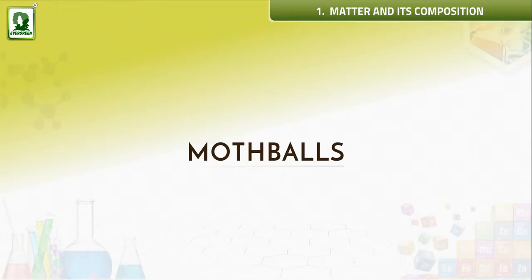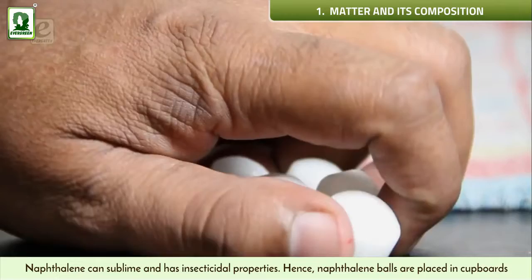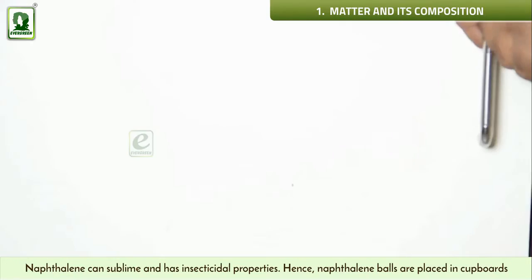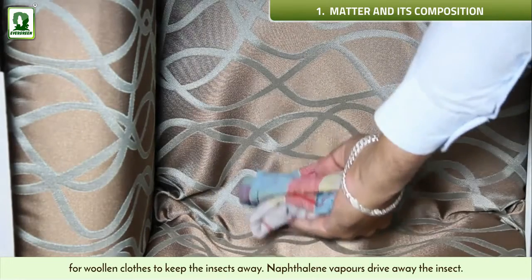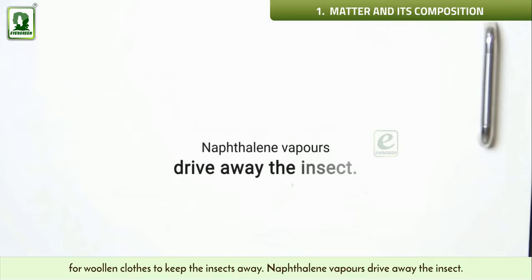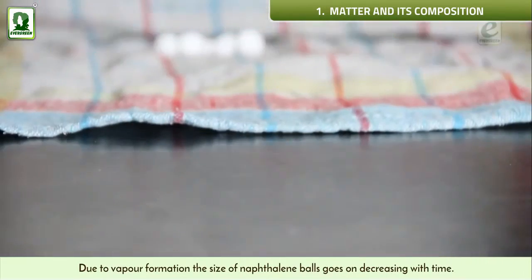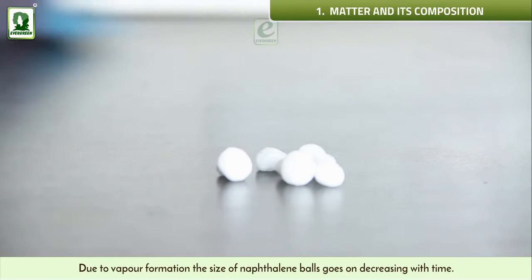Mothballs. Naphthalene can sublime and has insecticidal properties. Hence, naphthalene balls are placed in cupboards for woolen clothes to keep the insects away. Naphthalene vapors drive away the insect. Due to vapor formation, the size of naphthalene balls goes on decreasing with time.